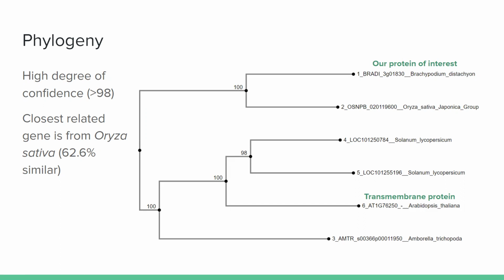And all of these proteins were uncharacterized, including our gene of interest. However, we did find one transmembrane protein that was from Arabidopsis thaliana, which is shown on this phylogenetic tree, and we found it to be somewhat related to our protein of interest.